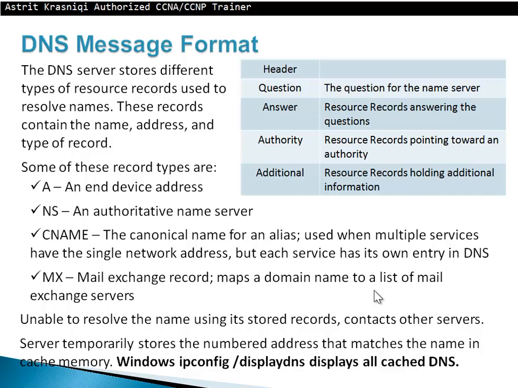The server temporarily stores the numbered addresses that match the name in the cache memory. So if you resolve a name to an IP address, you're going to keep that in the cache. You can see that if you open the command prompt and type ipconfig /displaydns, and it will display all cached resolved names and their IP addresses.